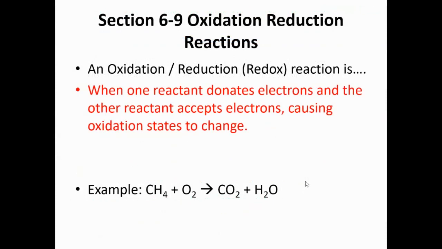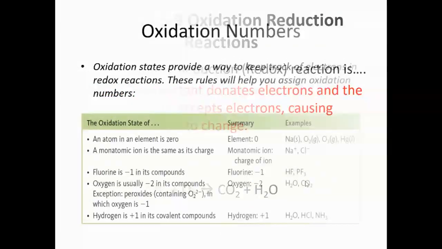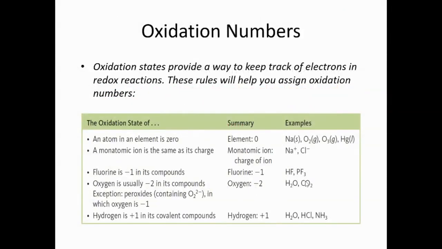The last thing that we want to talk about are oxidation reduction or redox reactions. This is where one reactant donates electrons and the other reactant accepts electrons. This causes the oxidation states to change. What is oxidation state? Oxidation state is kind of like the charge, but for molecular species, there's no charge, and so we need ways of calculating oxidation number. We have certain rules that are going to help us with that.